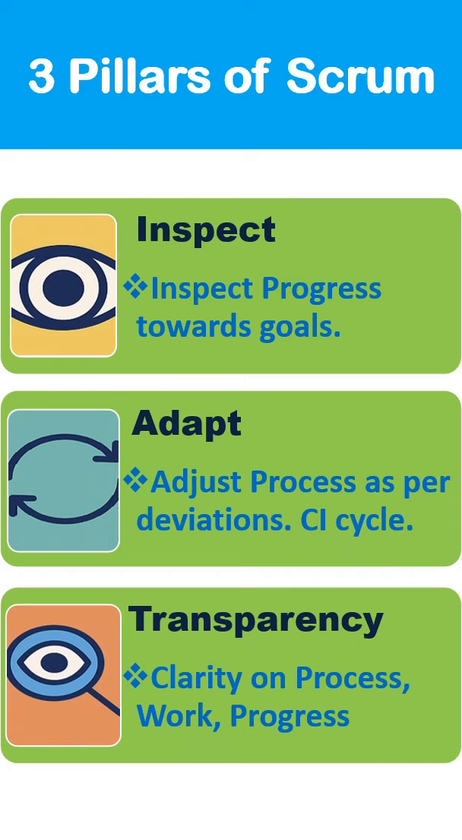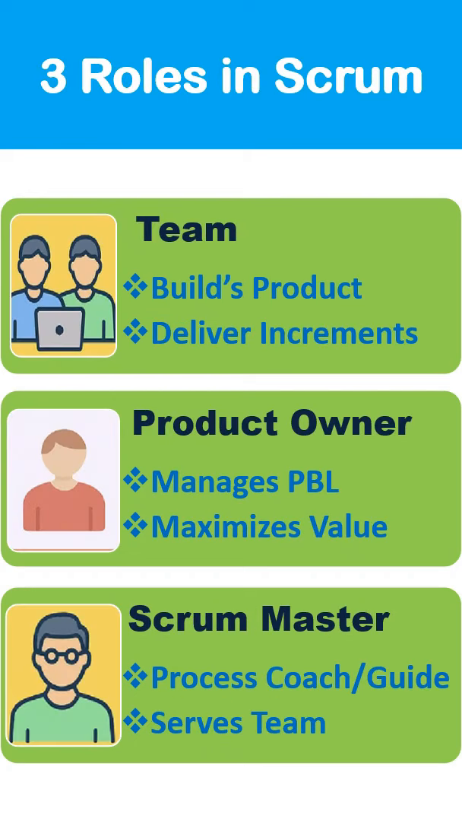Third pillar is the transparency. That means a shared understanding, clarity on the process, work, and progress. So this defines our first combination of threes, the three pillars of Scrum. Second combination of these are three roles in Scrum. So we have team, product owner, and the Scrum Master.